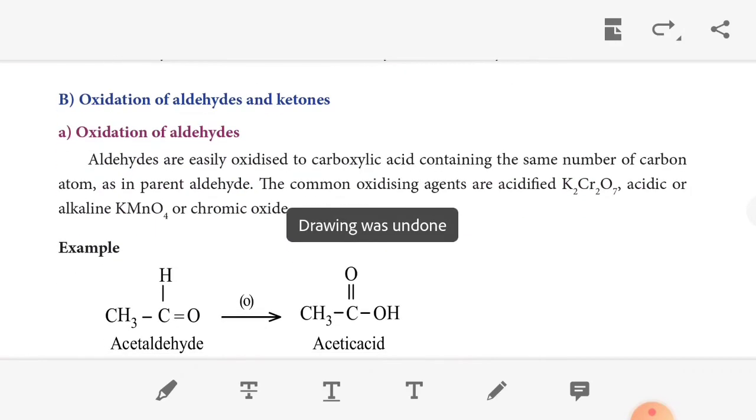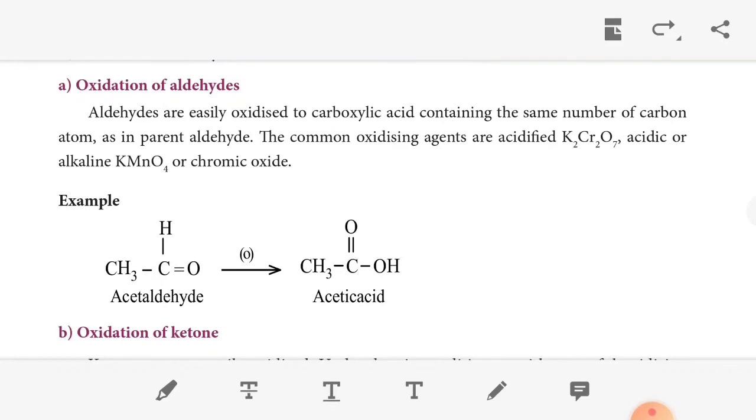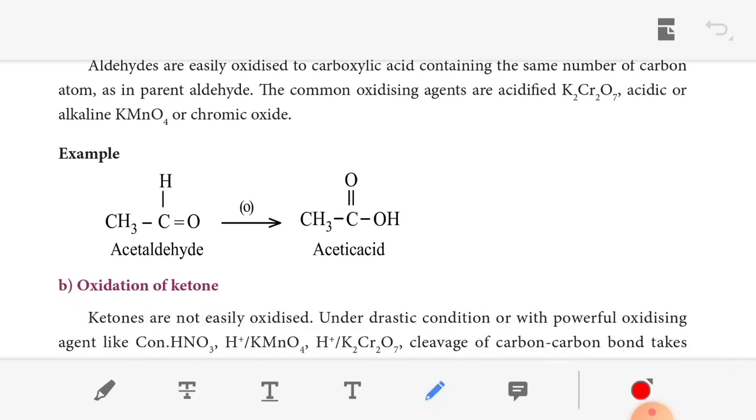Okay. The next one, oxidation of aldehyde and ketone. Aldehydes are easily oxidized to carboxylic acid. We discussed this in the hydroxy compounds lesson. On primary alcohol oxidation, we get the compound aldehyde, then on further oxidation of aldehyde we get an acid, with the same number of carbon atoms as the parent aldehyde. The common oxidizing agents are acidified potassium dichromate, acidic or alkaline KMnO4, or chromic acid. Here the acetaldehyde further oxidizes to give acetic acid.